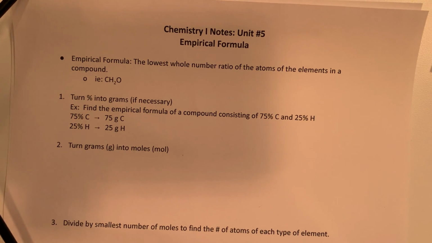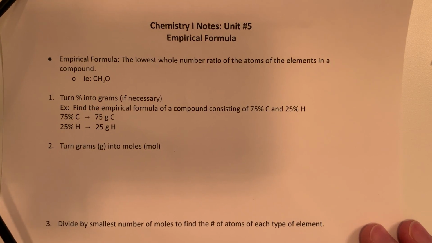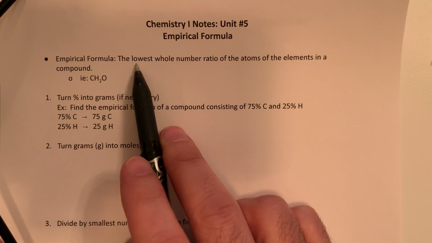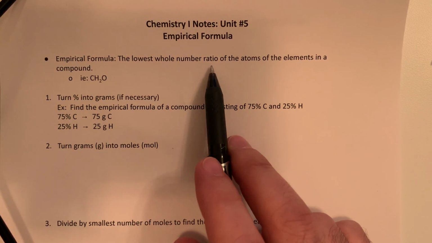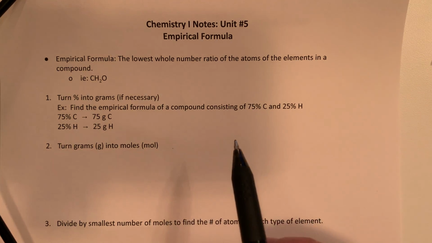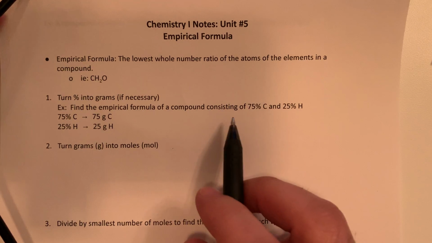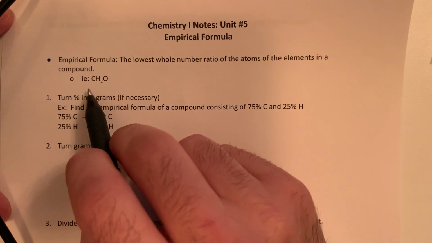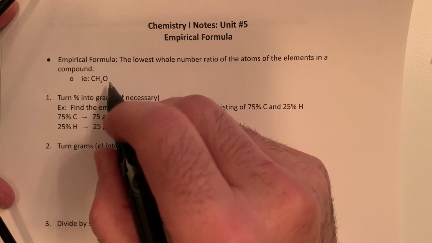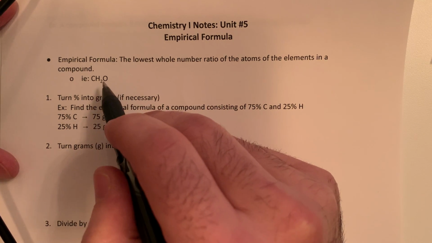All right, so empirical formula. What is an empirical formula? It is the lowest whole number ratio of the atoms of the elements in a compound. All right, so for example, CH2O. You can't divide those numbers of atoms by anything.